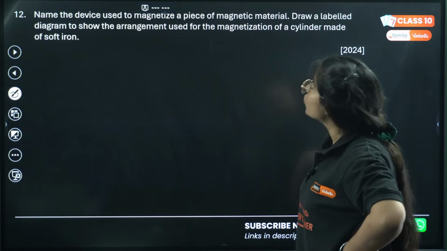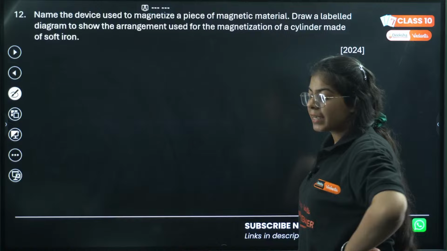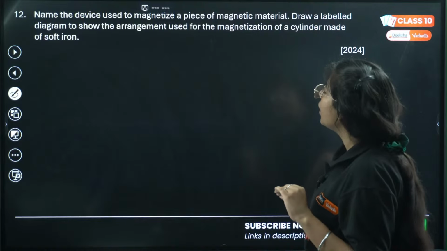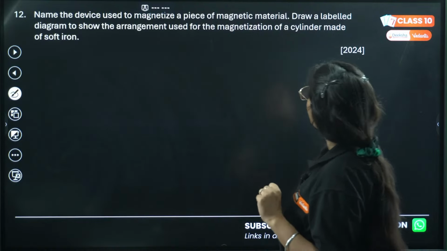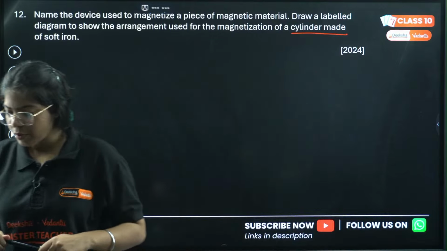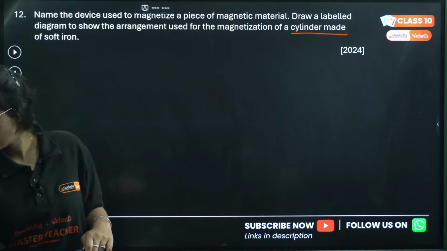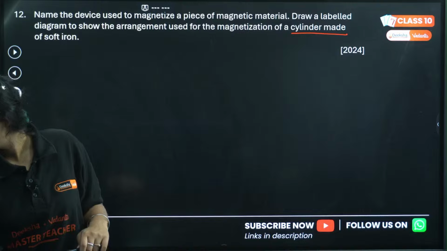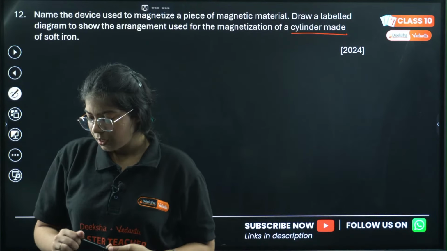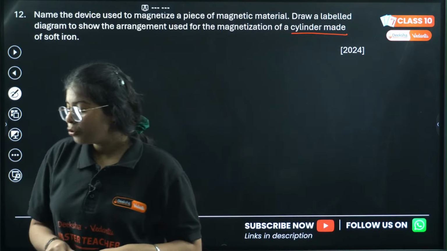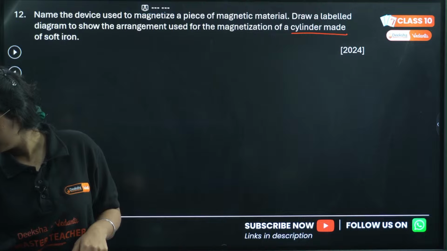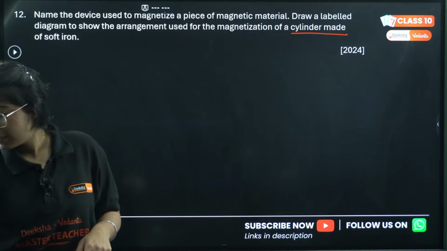Name the device used to magnetize a piece of magnetic material. Draw a label diagram to show the arrangement used for the magnetization of a cylinder made of soft iron. Can you answer this question? Anyone who wants to answer this question? What is the device that we use to magnetize a piece of magnetic material? Anyone?